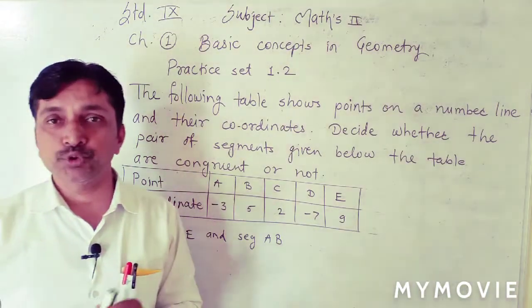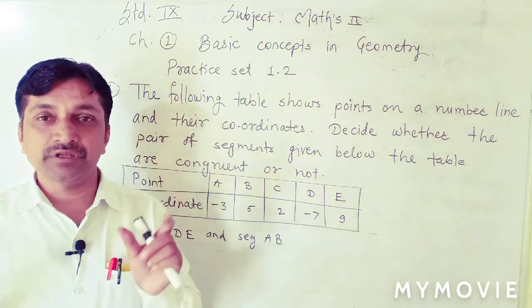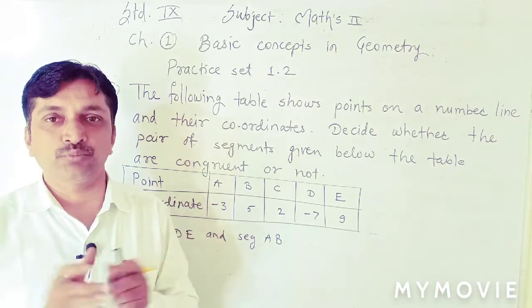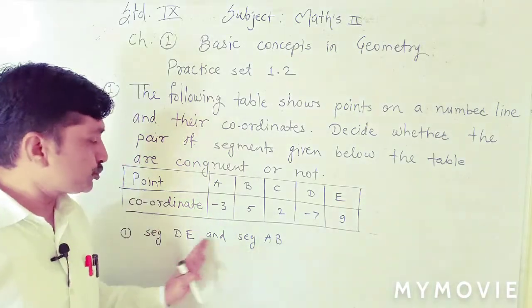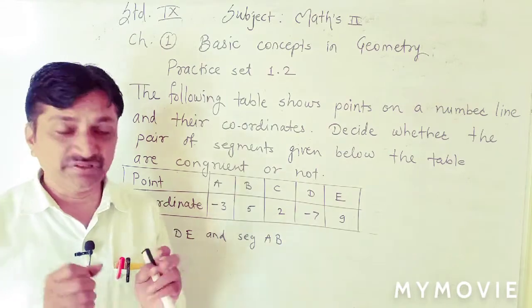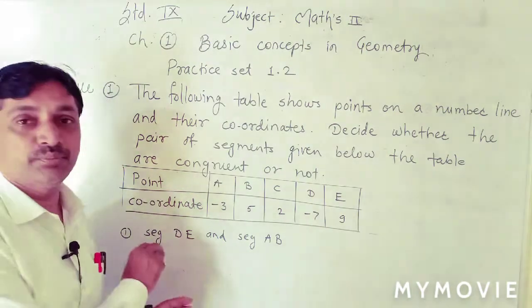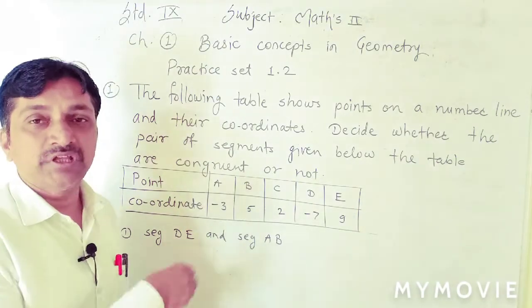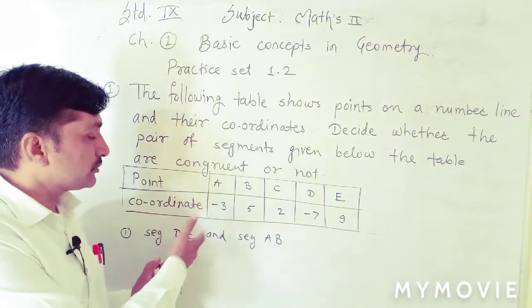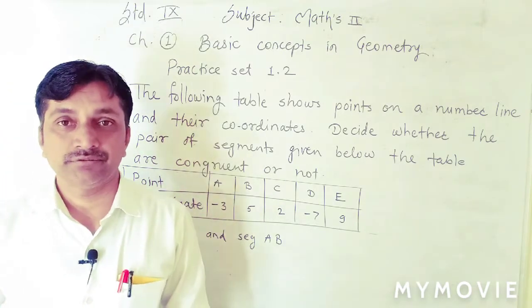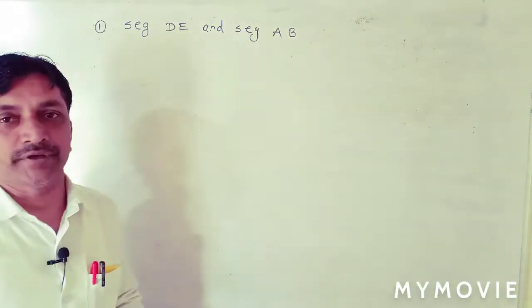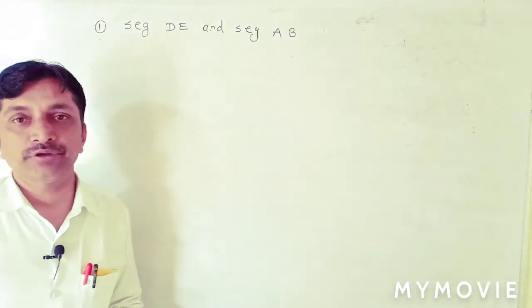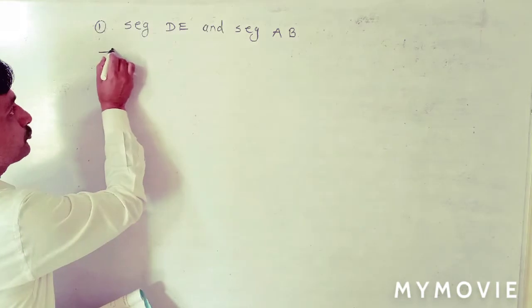Now when do we say two segments are congruent? If their lengths are equal, or if the distances between these 2 points are equal, then these two segments are congruent. It means that we have to find the distance between these 2 points, or we can say we have to find their lengths. If their lengths are equal, then we can say these two segments are congruent. Now let's find the first pair, seg DE and seg AB. We have to find whether these are congruent or not, and for that we have to find their distances.